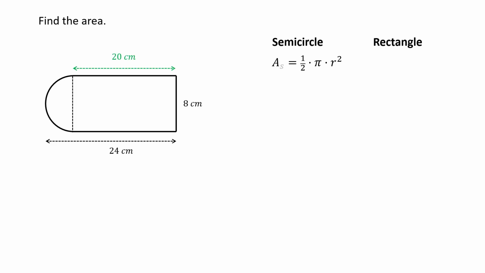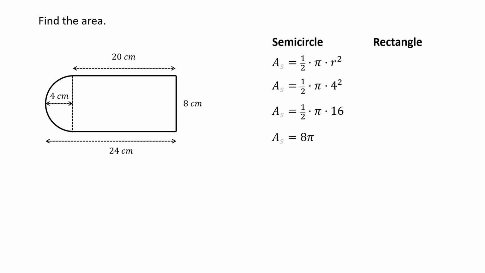Since this side is 20 and this side is 24, we can see that this distance here would be 4 centimeters. But that distance is the radius of the semicircle. So I can substitute that in and do the math. Now I know the area of the semicircle.